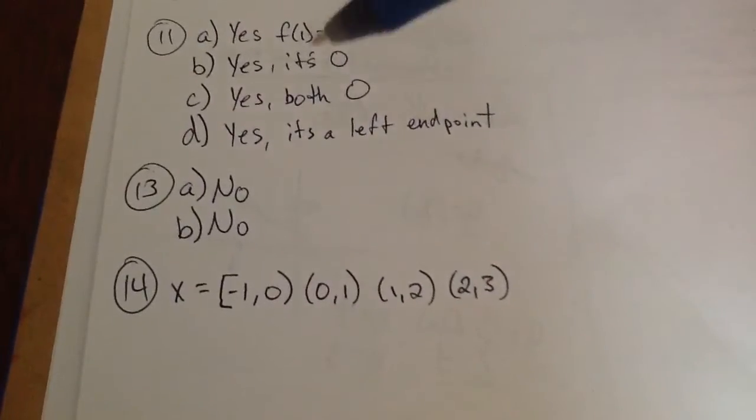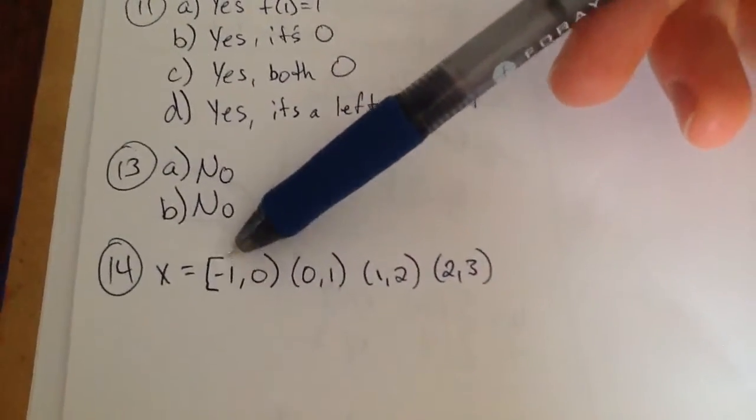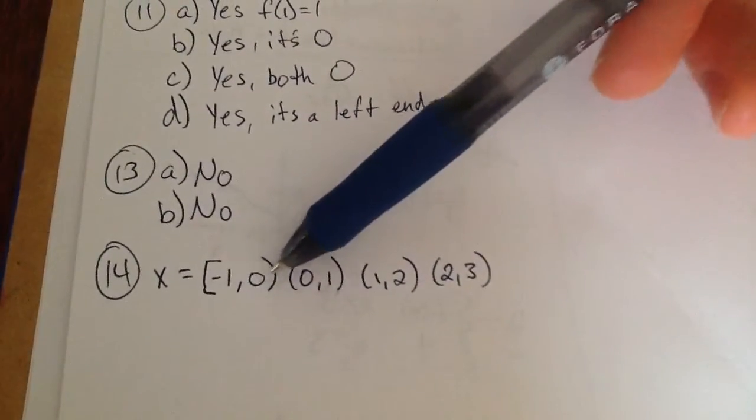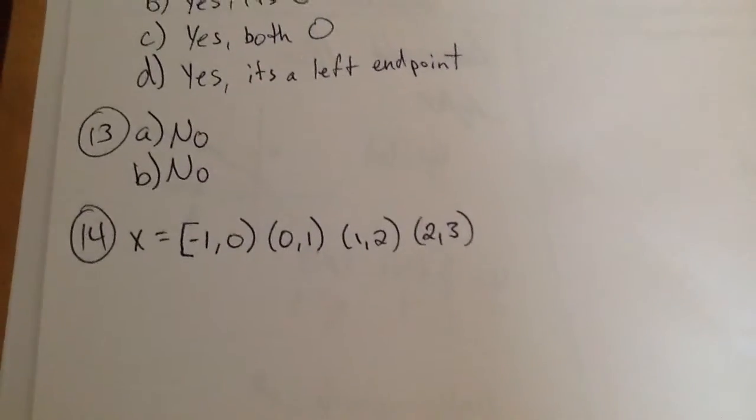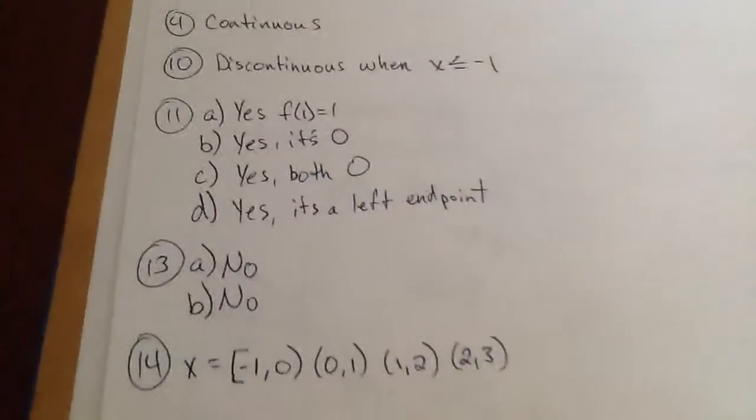Just notice on 14, these are intervals. So like, I put a bracket there, but because it includes -1, put a parenthesis there because it doesn't include 0 or any of those. So that is that.